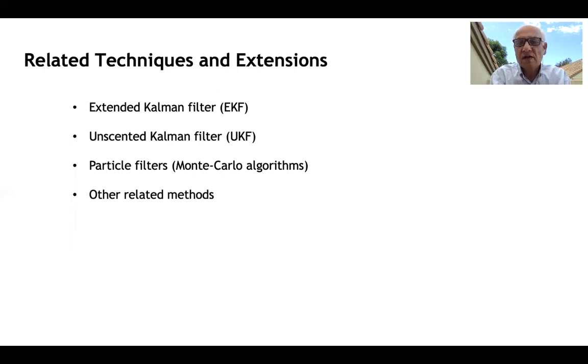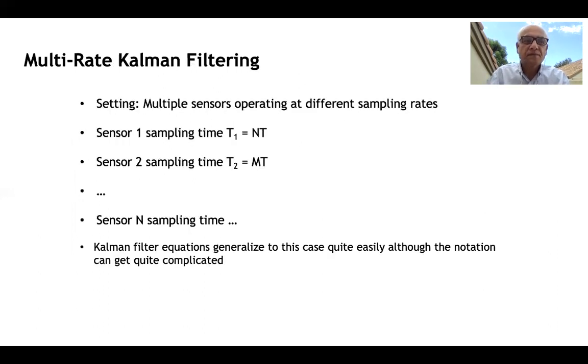A general result in nonlinear filtering is that the best estimate is a conditional mean, except your distributions are no longer Gaussian, so you cannot characterize them simply. Particle filters kind of get over that, but they tend to be much more computationally expensive. And there are other related methods to Kalman filtering.